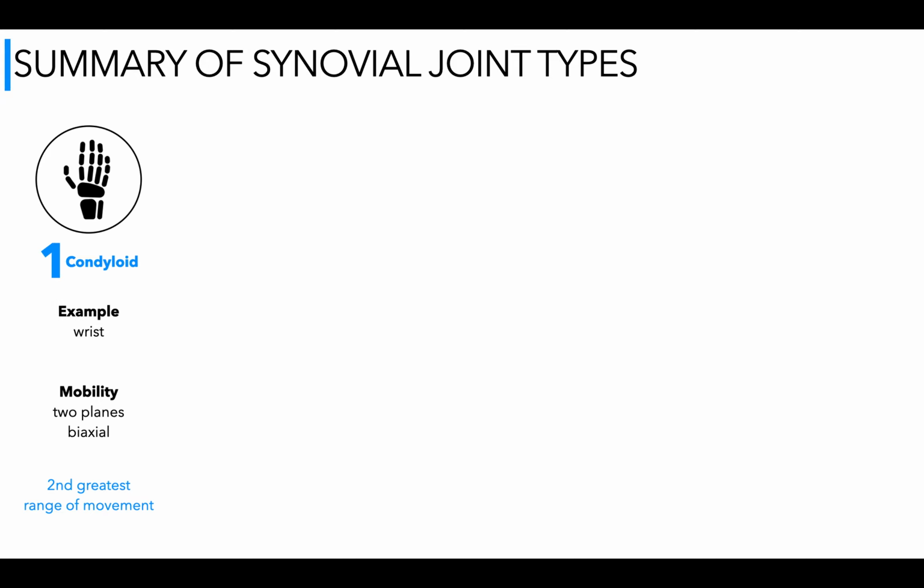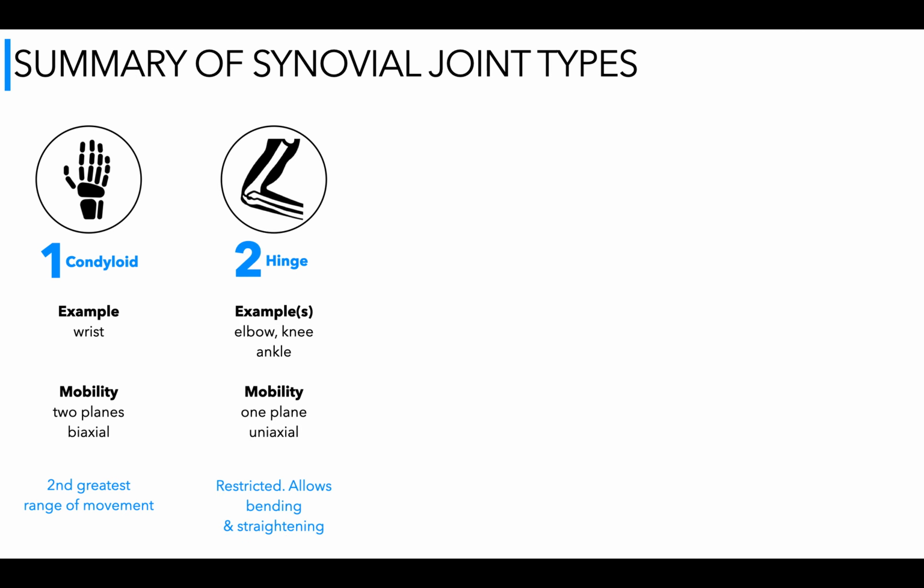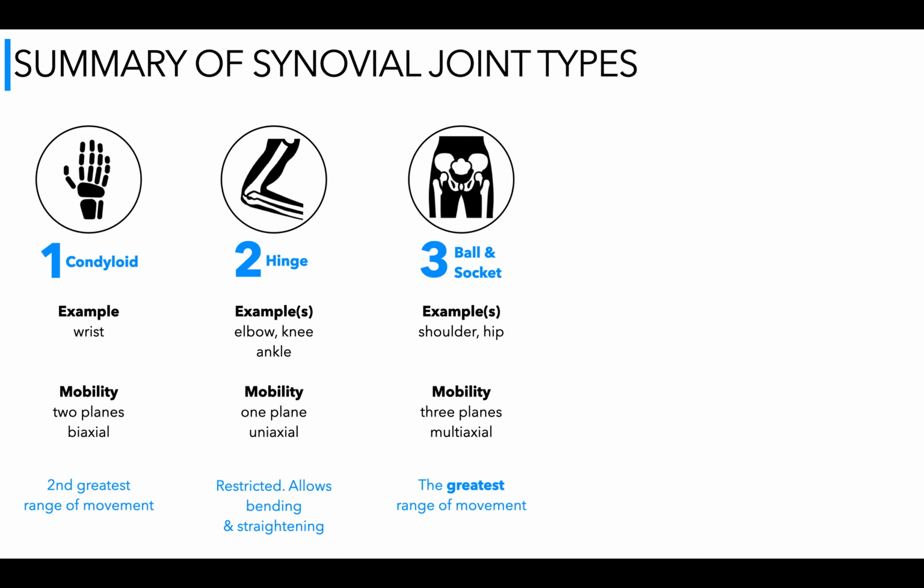So what we're going to do now is I'm just going to give you a summary, and you can pause on any point in this video and any slides that you like, but just to start with, we've got condyloid, with our example being the wrist. Its mobility is 2 planes, biaxial, and second greatest range of movement. The hinge joint, the elbow, knee, ankle, 1 plane, uniaxial, quite restricted, but it does allow bending and straightening, flexion and extension. Ball and socket, the shoulder and the hip, 3 planes, multi-axial, the greatest range of movement.